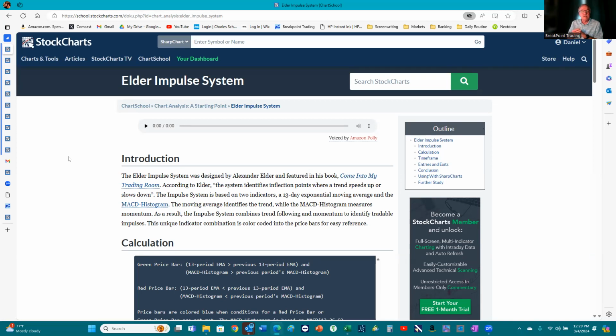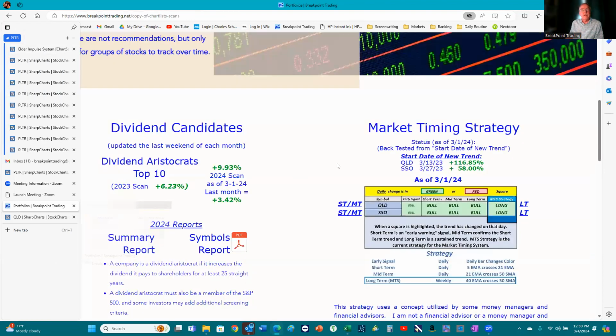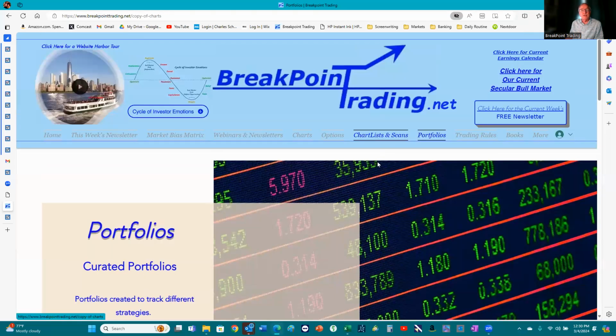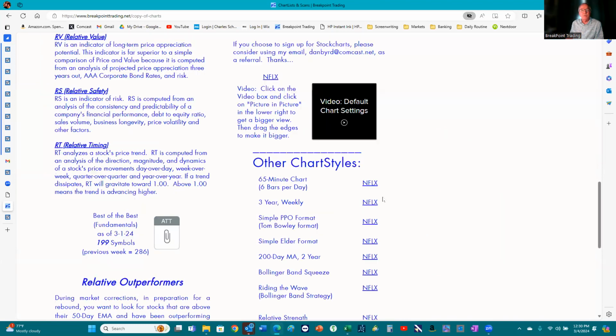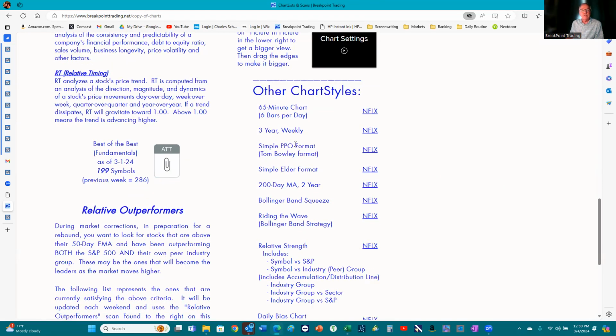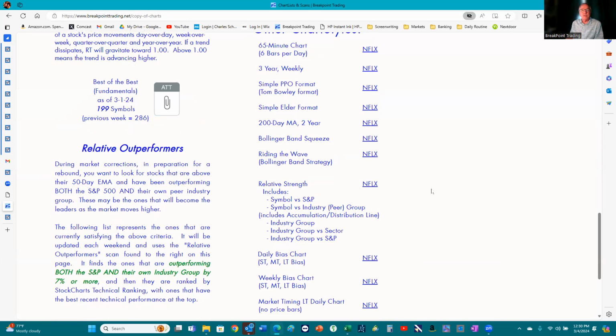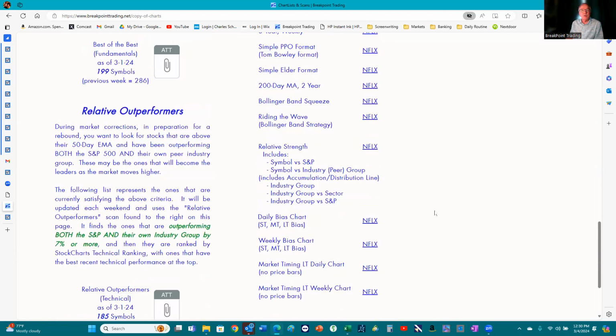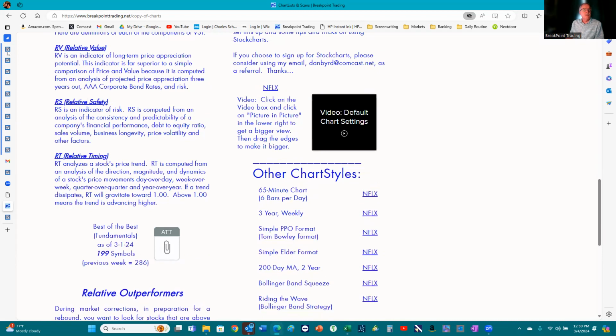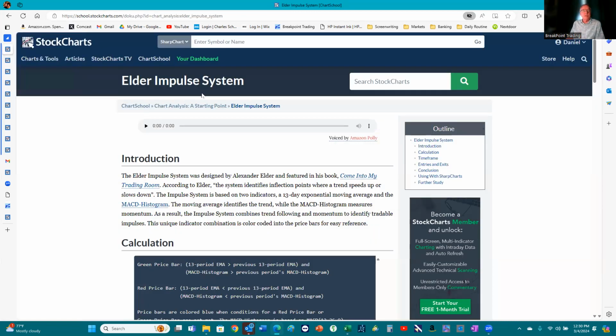I'll show you the ones that I use, the ones that are my favorite, and different ways that you can use them. But you can come up with your own. You can experiment with other indicators and create your own charts. I highly suggest doing that if that's what you would like to do. Again, on my website under chart lists and scans, I provide a whole bunch of chart styles that I use. There's a 65-minute, 3-year, so different ways of looking at it, Bollinger Band squeeze, different ways of looking at all of this. But I'm going to show you my standard one, which uses the Elder Impulse System.